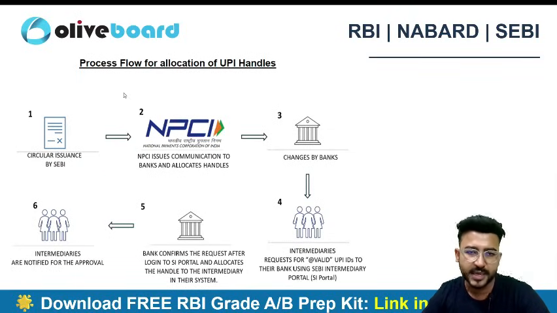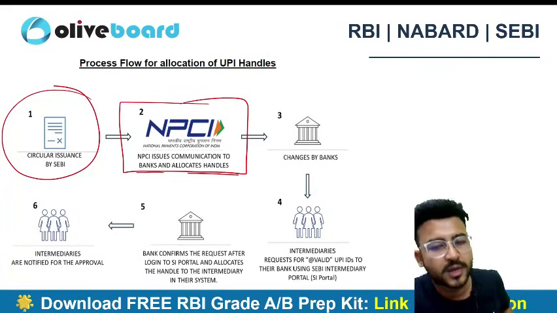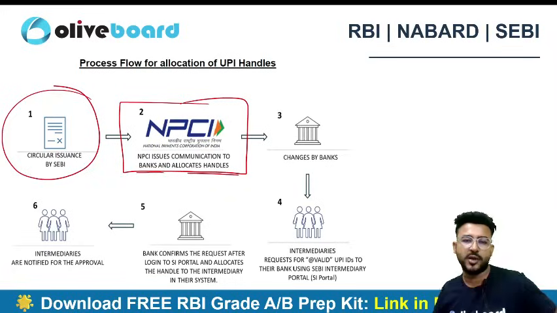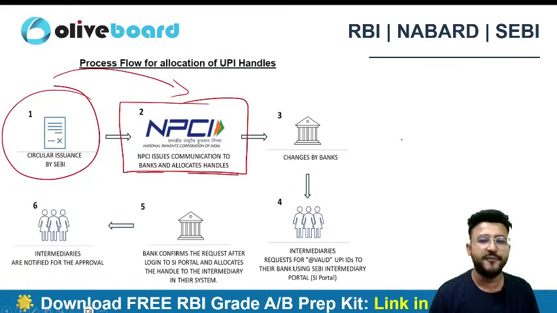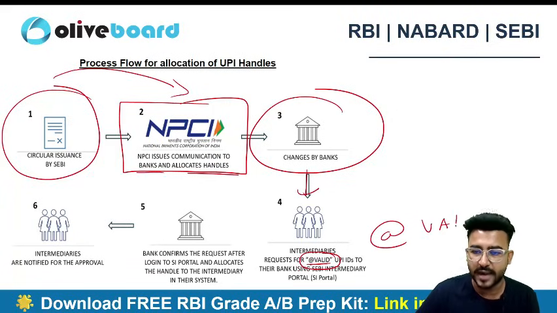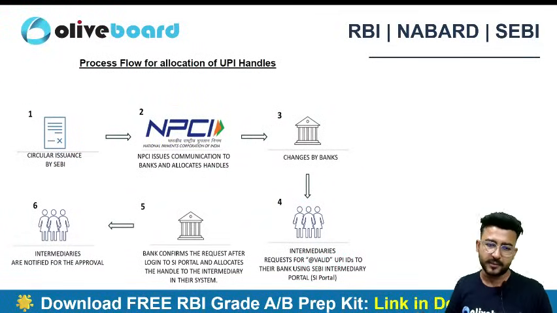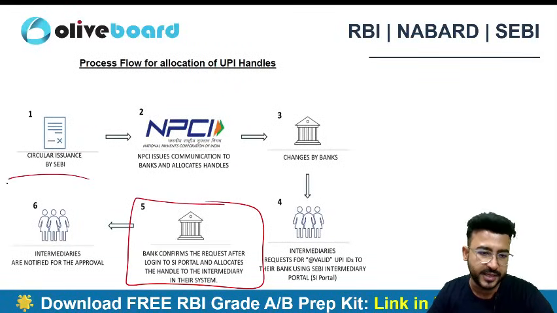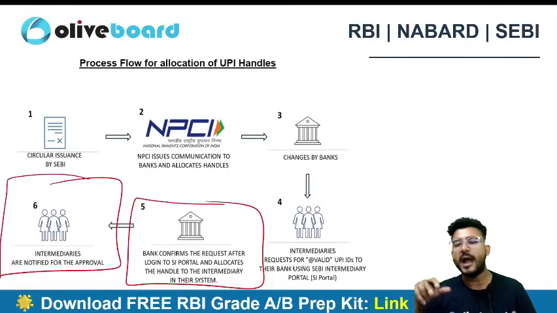Acha, how does the transaction happen on UPI after the issuance of this circular? NPCI will issue communication to all the banks to allocate the handles to different brokers, to all the intermediaries. What will be the impact of this circular on UPI transactions? Once the circular is released in June, NPCI will communicate to all the banks and financial institutions to allocate handles. Now the bank needs to make the changes for all the intermediaries, and the intermediaries need to request for the @valid handle. This is a special handle just for the intermediaries operating in the stock market. Then the bank will confirm and the intermediaries will be notified of the approval that yes, you got the @valid handle, and many organizations have already transitioned to the @valid handle.